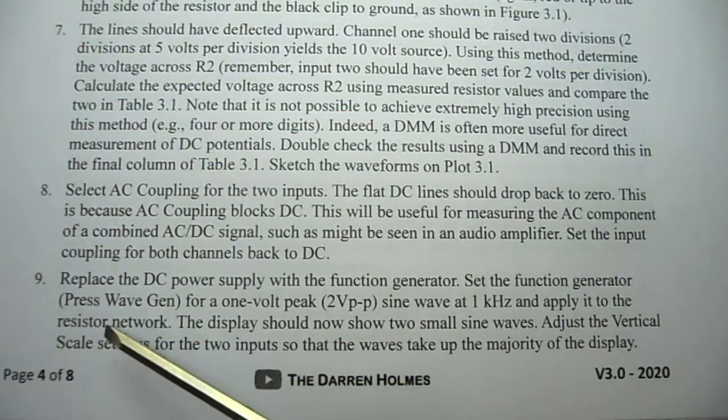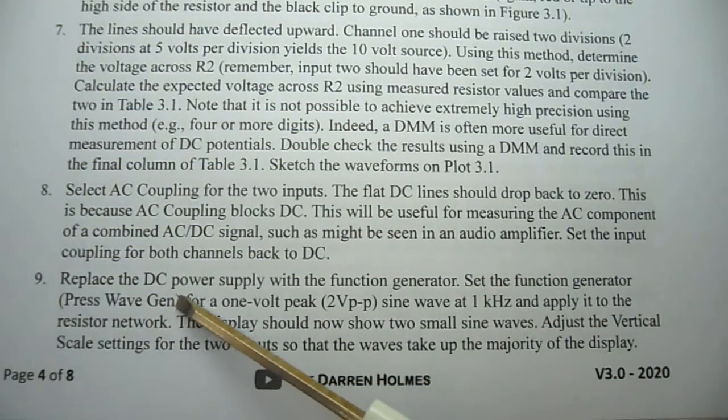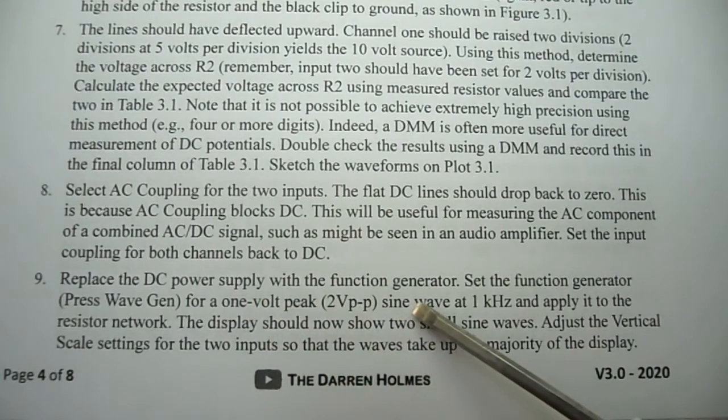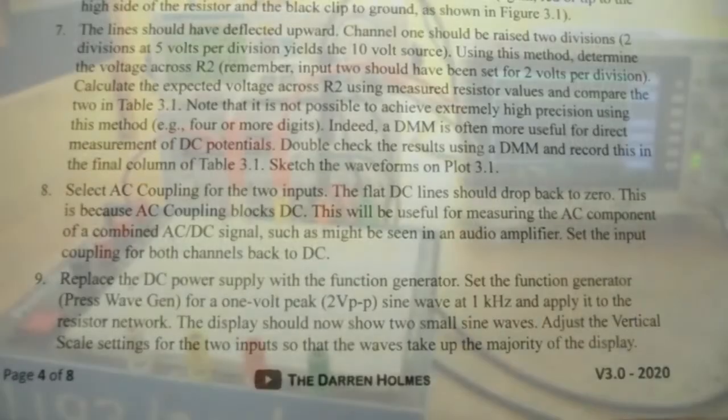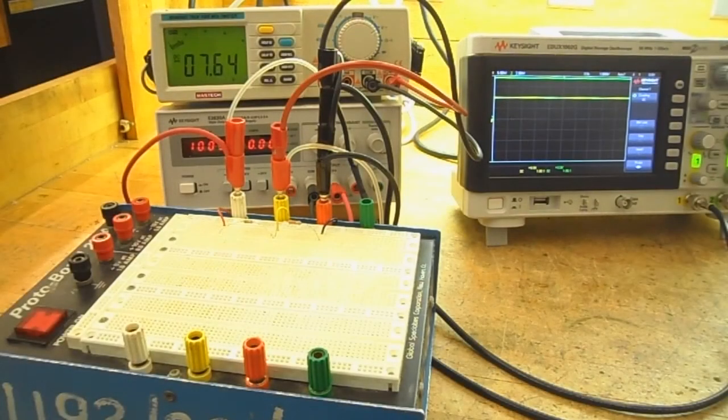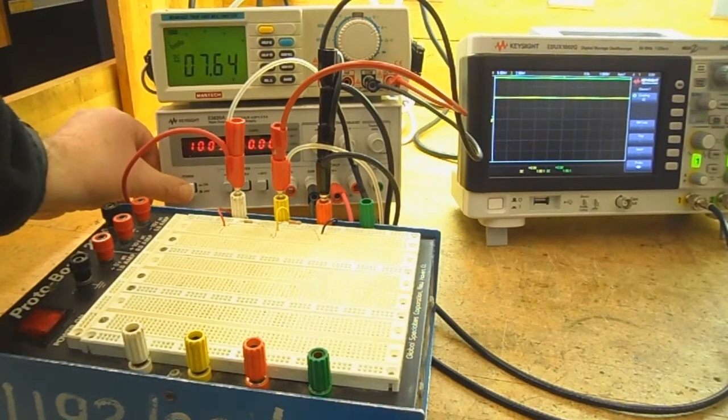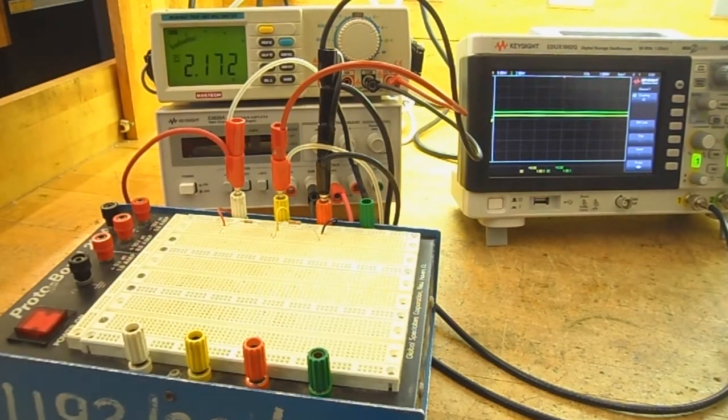Under procedure step number 9, we're now going to disconnect the DC power supply. This is very important: you must disconnect the DC power supply before we set up the function generator. I'm going to take you through these steps now. For procedure step 9, we're going to replace the DC power supply. Start by turning off your DC power supply.